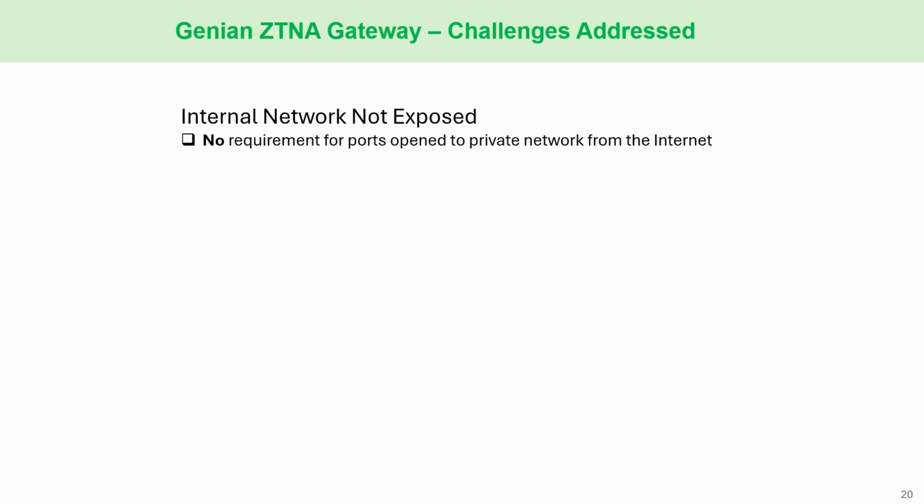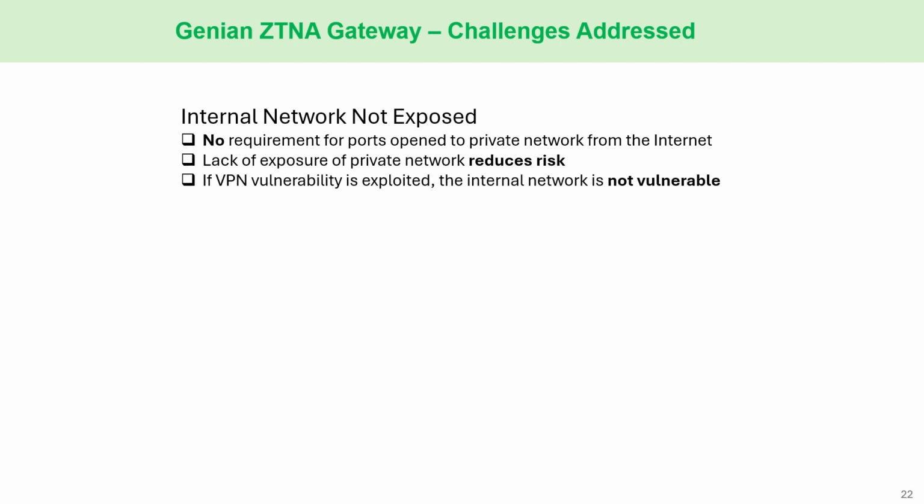Now let's review how the Genian ZTNA Gateway can help solve these challenges. First, the internal network is not exposed. There is no requirement to open inbound ports to the private network when deploying. This reduces risk because the private network is not exposed to the outside world. Additionally, if there is a vulnerability that is exploited, the internal network is not at risk.